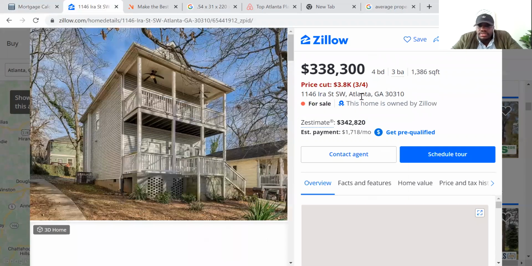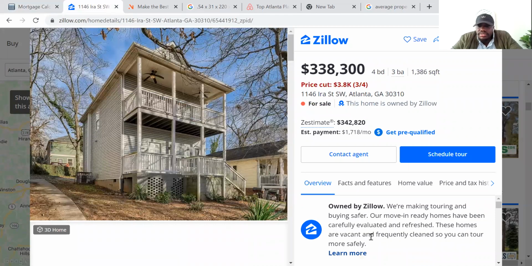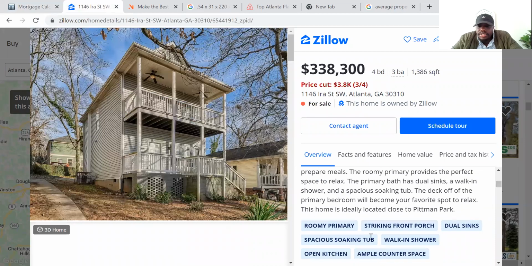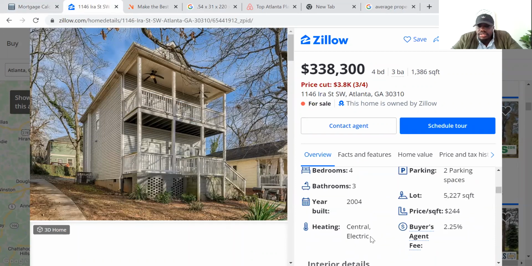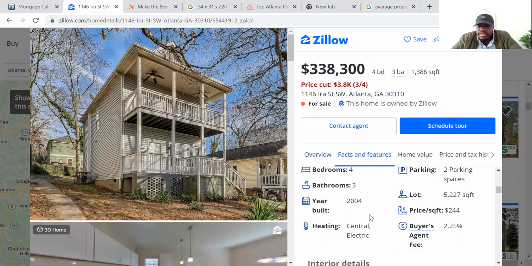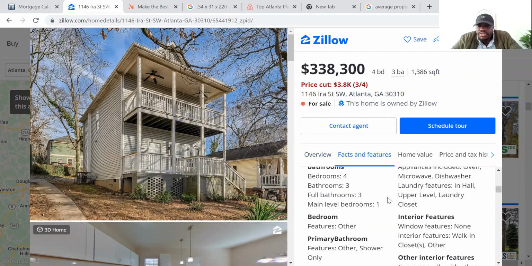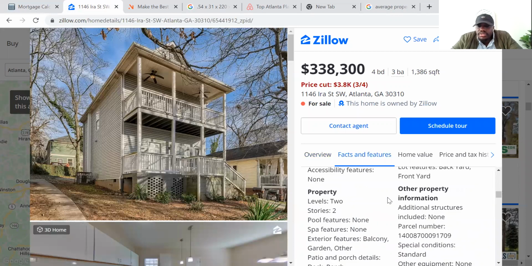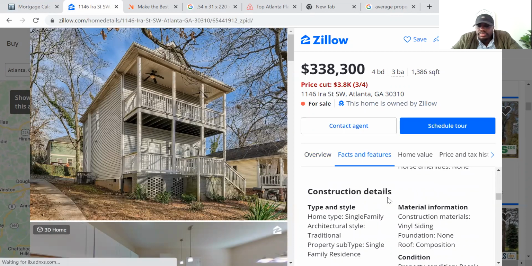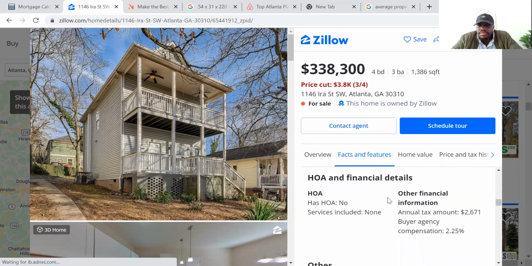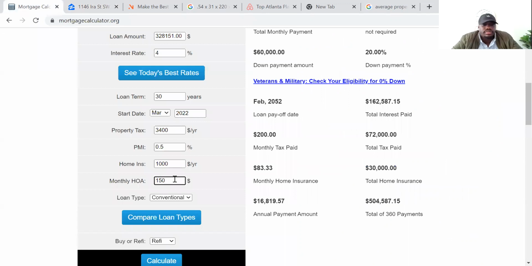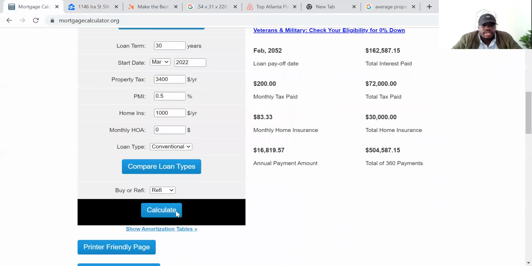We're going to scroll down. That's why I like Zillow. Zillow actually tells you if your property has HOA or not. See more for facts and features. Come on. Okay. Has HOA? No. No HOA. Boom. All right. Cool. So it'll be 0. All right. And then we calculate.